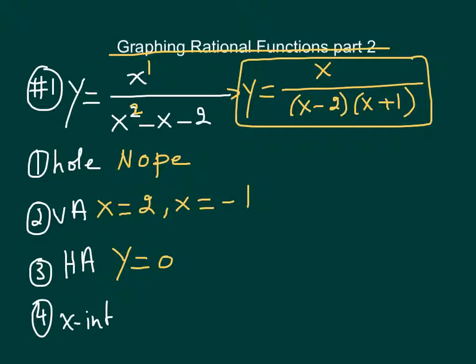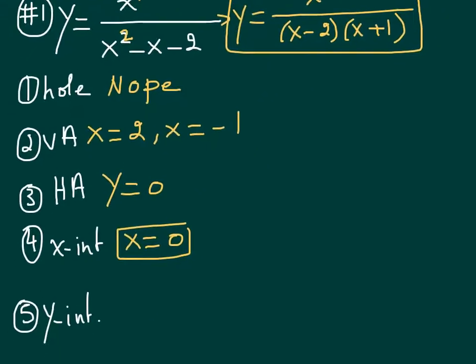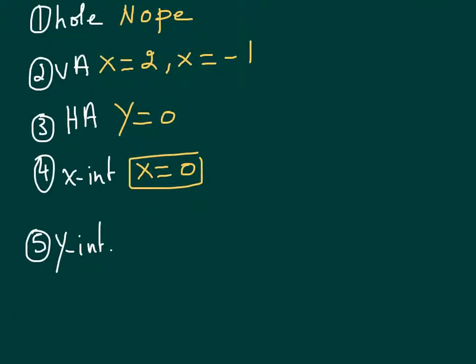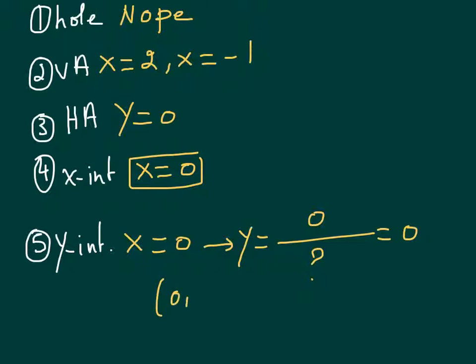As for the x-intercept, we're going to set the numerator equal to 0, and in this case it will be x equal to 0. Next, we're going to look for the y-intercept, which is making x equal to 0 and solving for y. And so y will equal 0 on the top, whatever is on the bottom doesn't matter, it's going to be 0. So this graph is going to cross at (0, 0). Okay, let's go ahead and graph it.